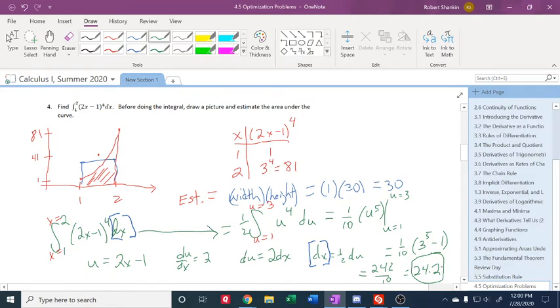Alright, so give me some feedback. Were you able to estimate by drawing the picture? And then also on doing the integral, which part was easier for you? And just overall feedback.